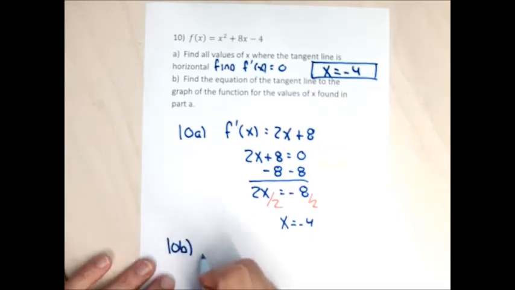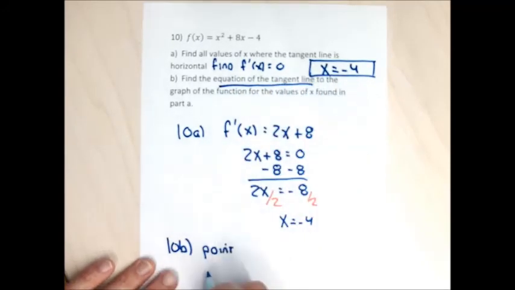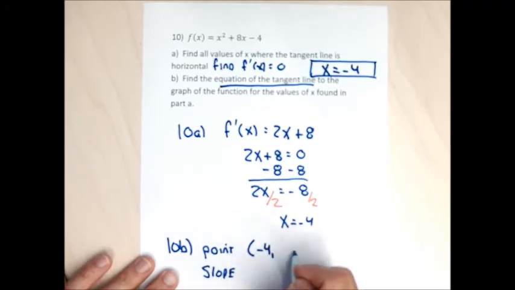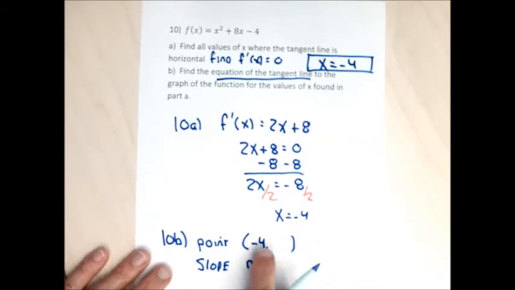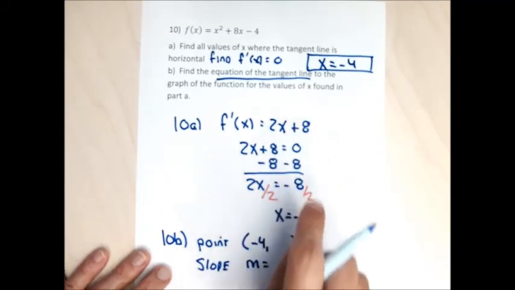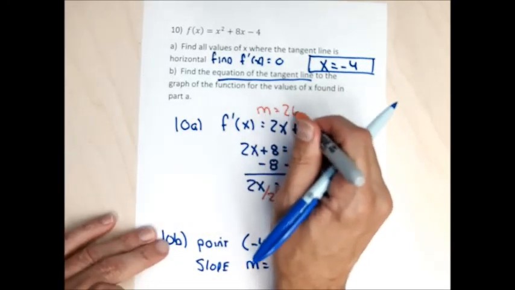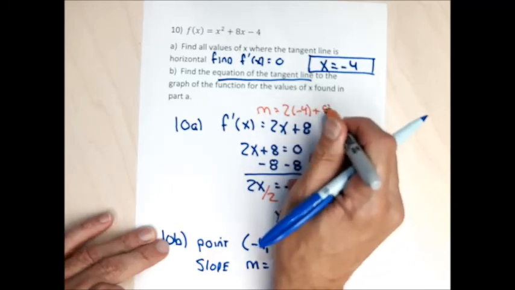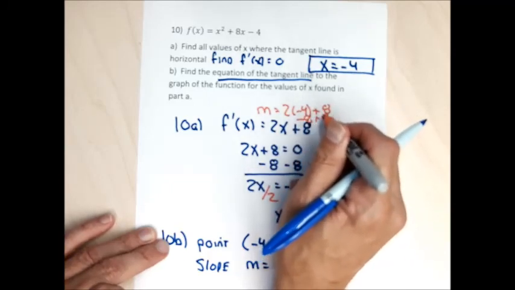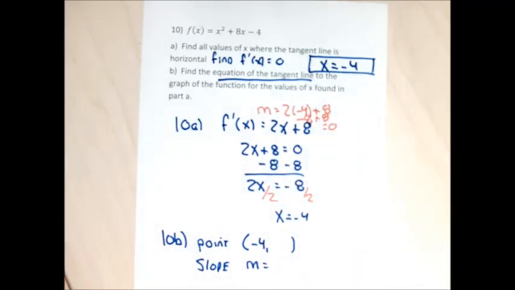For 10b, I need a point and a slope because I'm finding an equation for a line. And anytime I'm trying to find an equation for a line, I need both a point and a slope. Usually, I take the x coordinate of the point and plug it into the derivative to get my slope, and I could do that here. I could go m equals 2 times -4 plus 8, which is -8 plus 8, which is 0. I could do that. You can always take the x coordinate of a point, plug it into the derivative. It gives you the slope of the tangent line.